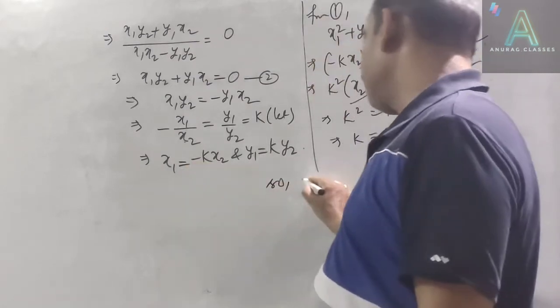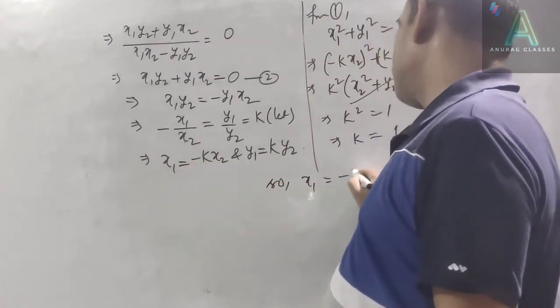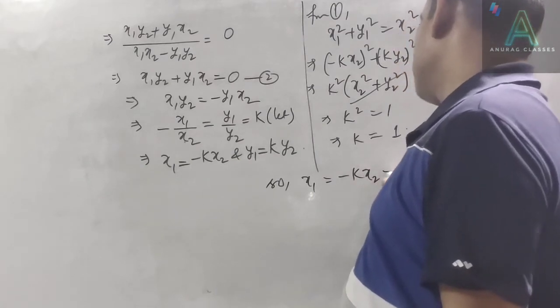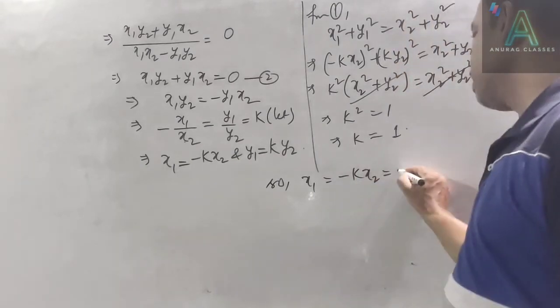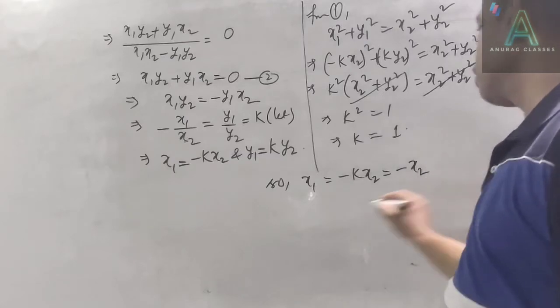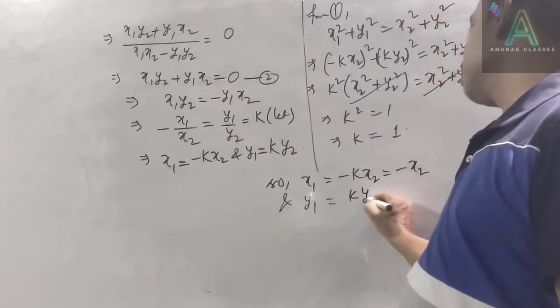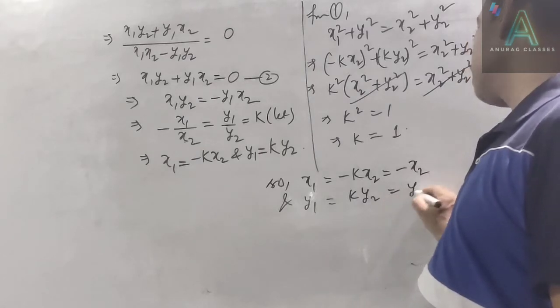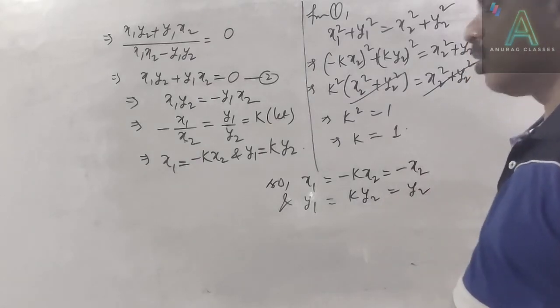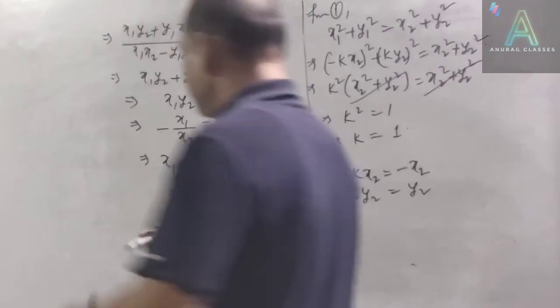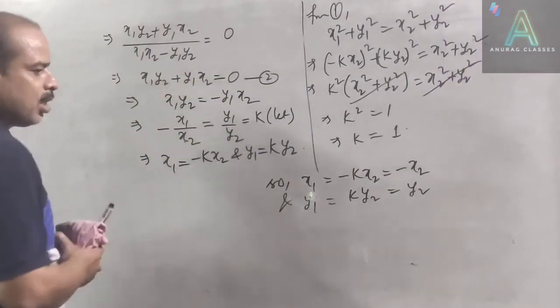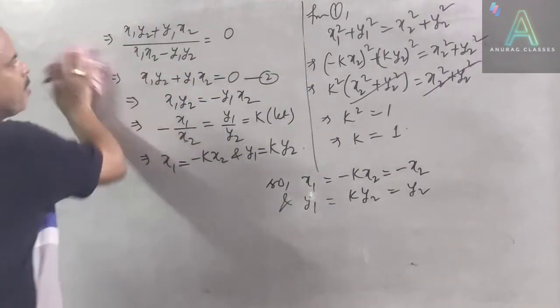So what will be the value of x1? x1 is equal to minus k x2 and the value of k is 1, so it is minus x2, and y1 is k y2, again put k is equal to 1, so it is y2. Getting up to this step, now comes the proof.